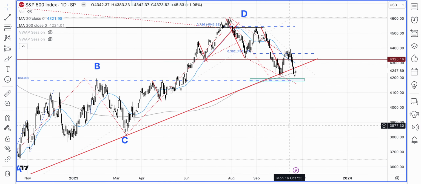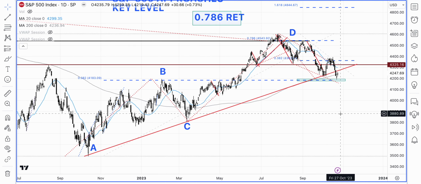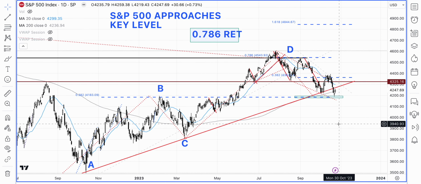Now, coming back to the US stock indices. This is the daily chart of the S&P 500 index.